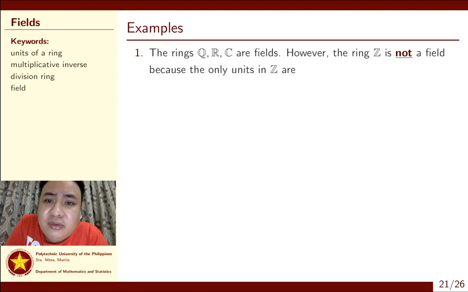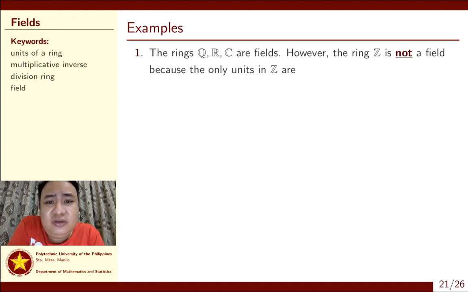Kasi, halimbawa yung mga rational numbers, lahat ng non-zero elements niyan may multiplicative inverse. Ang tawag na natin ay reciprocal. Diba? Ang reciprocal din ng mga real numbers ay mga real numbers pa rin. Sorry, non-zero. At ang reciprocal ng mga non-zero complex numbers ay complex number pa rin. Pero, tingnan nyo. Kanina yung Z ay commutative ring with unity, but it is not a field.